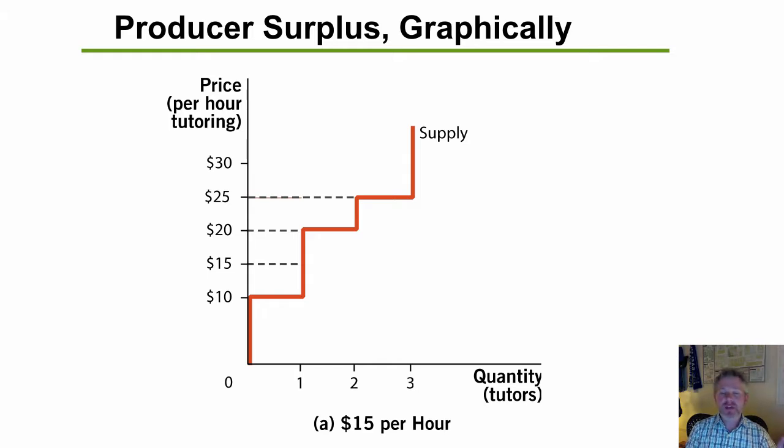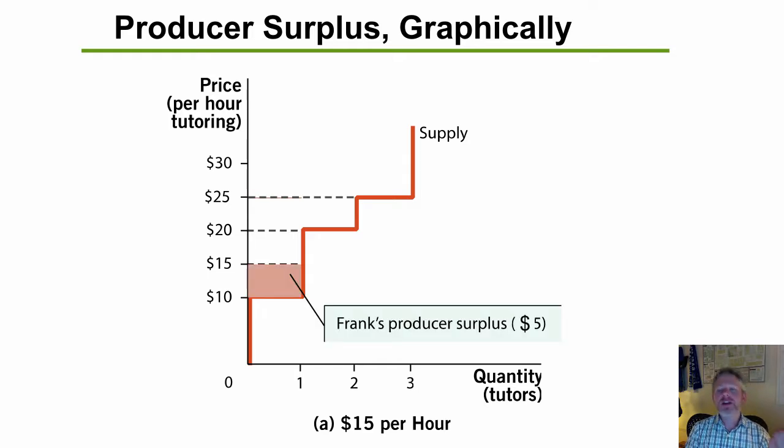So here at $15 an hour, only Frank is going to supply tutoring services. He's the only one for which the market price is above his willingness to sell. So Frank's producer surplus here is $5. His willingness to sell is $10. The market price is $15. So that difference again is his producer surplus. The other two guys are not going to sell because the price is too low. It's below their willingness to sell.